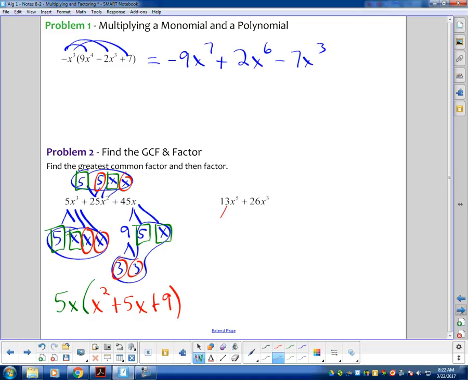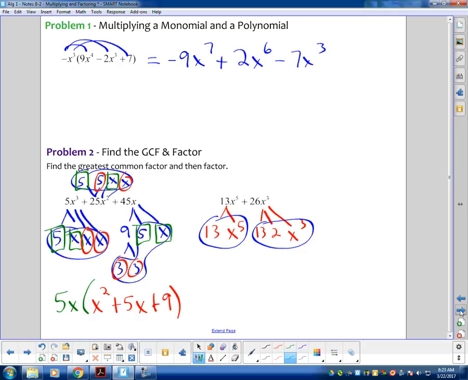Let's try this one. This one we have a 13. And oftentimes, instead of writing out all the x's, you can, if you'd like, just write out x to the 5th. We know that that represents 5 x's. 26 is 13 times 2, and then x to the 3rd. And here's my bottom row.